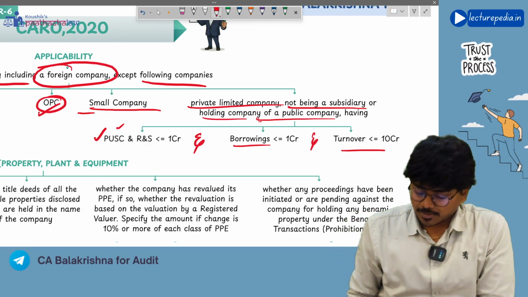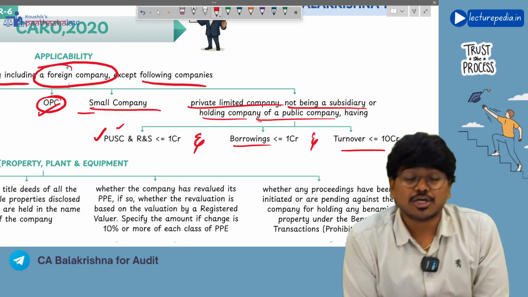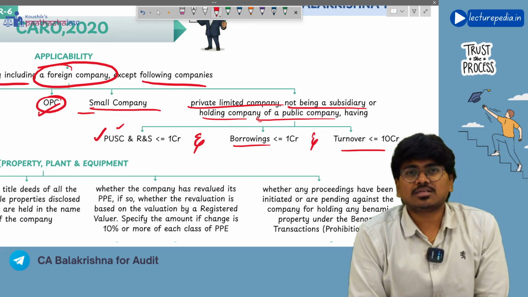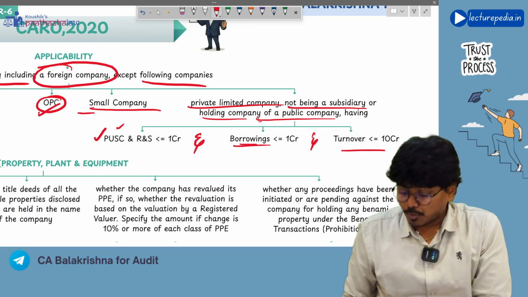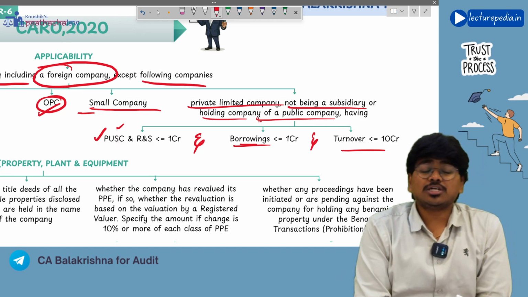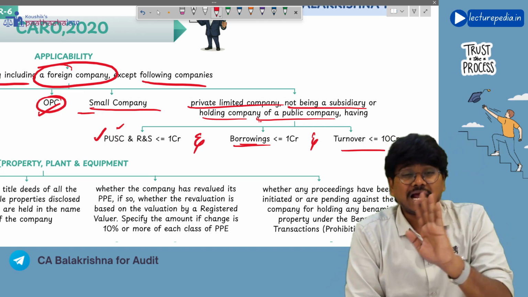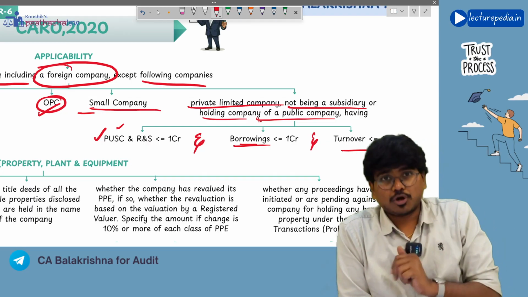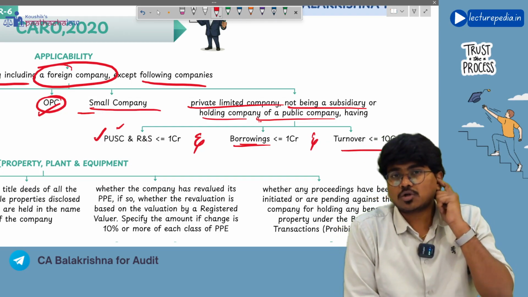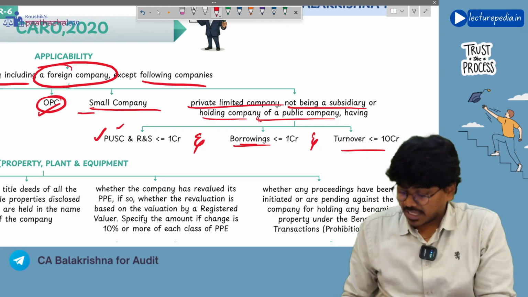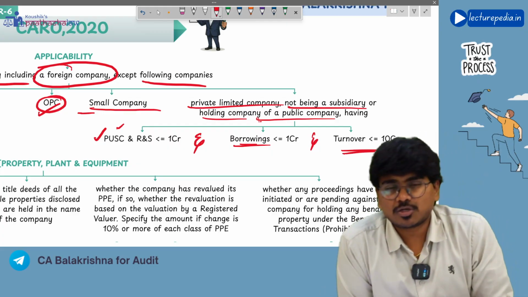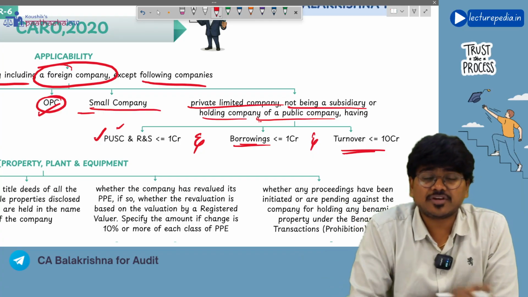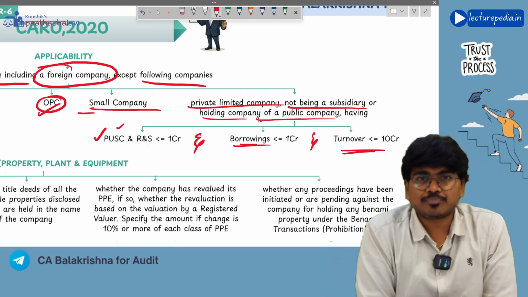Got it? Next, this paid up share capital and reserves and surplus, you need to see as at the end of the current financial year for which you are checking the applicability of CARO. And borrowings is there, na? This borrowings you need to see at any point of time, not as at the balance sheet date. So during the year, at any point of time, if borrowing crosses 1 crore, then CARO gets applicable, and turnover is less than or equal to 10 crore rupees. If all these three conditions are satisfied, you can claim exemption from CARO.